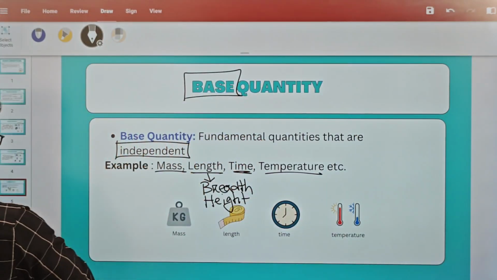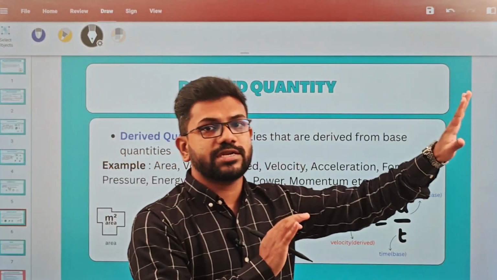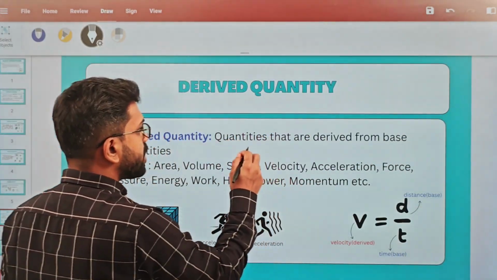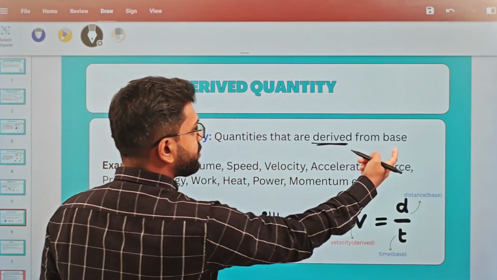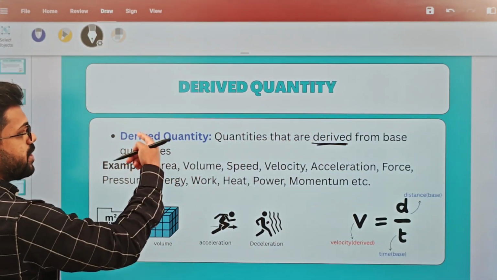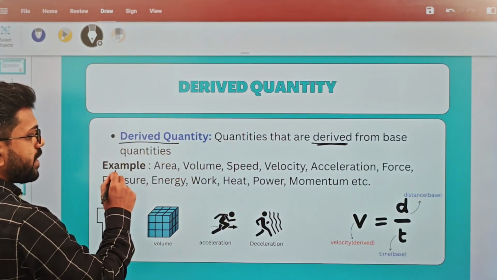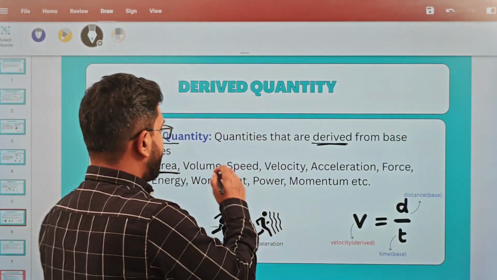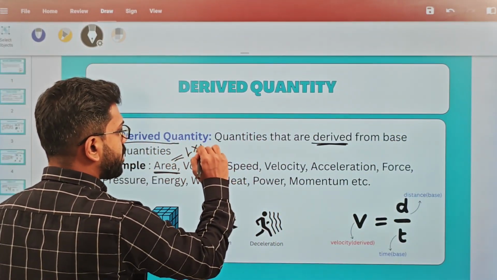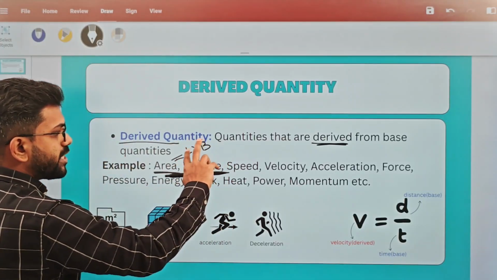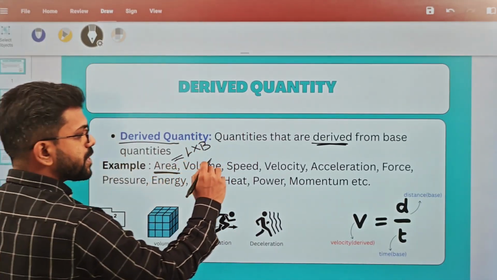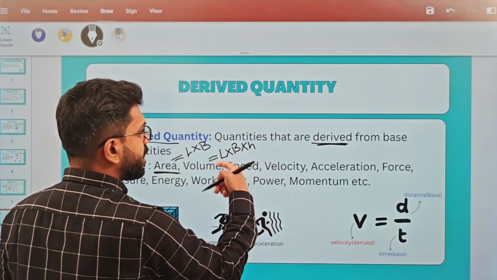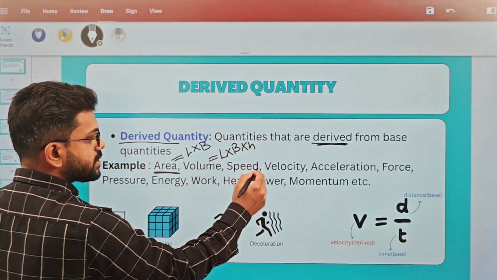Okay. On the other hand, derived quantities are dependent. They depend on the base quantities or other derived quantities. Okay, so quantities that are derived from base quantities are basically derived. Okay, examples can be area. Let's say if you talk about area of a rectangle, area of a rectangle is length multiplied by breadth. So you're multiplying two base quantities to get this derived quantity. Similarly, volume of a rectangle can be L into B into H. So you're deriving it from these quantities.